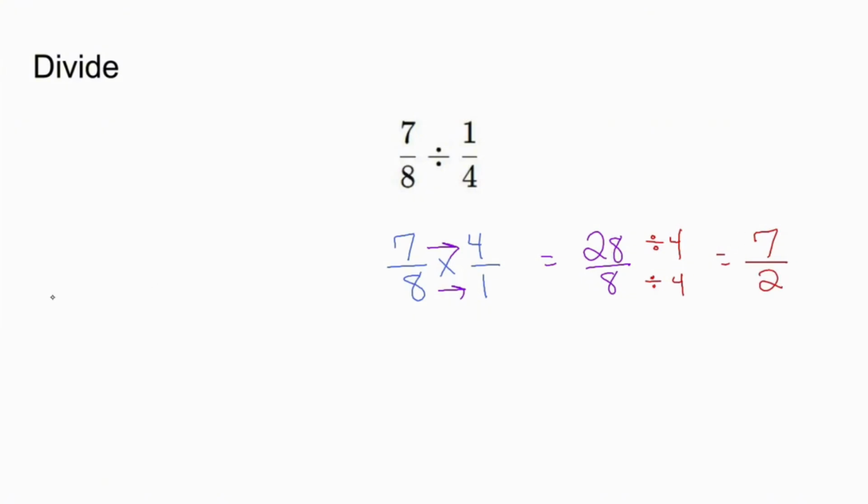Now, this is still an improper fraction. I want to turn this into a mixed number. How do I do that? Well, use long division to find out how many times 2 goes into 7.